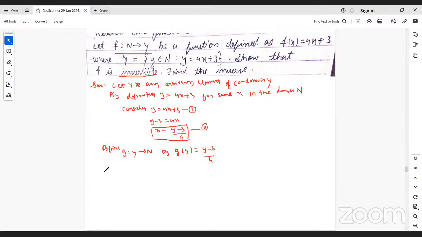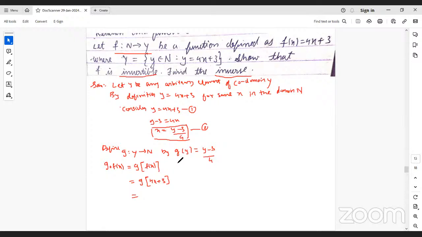Now to check it is invertible. This is the answer for finding the inverse; we have already found it. To check it is actually invertible, we need to show the composition is equal to the identity function. So first we consider g composition f of x, which will be equal to g of f of x, where f of x is replaced by its value 4x plus 3. Now this step is important.